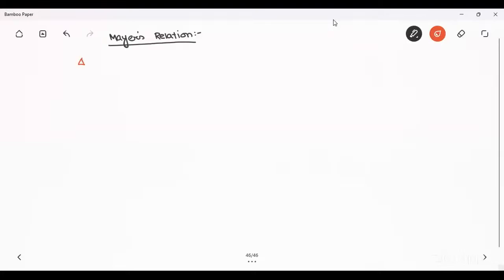What is our equation? Delta H is equal to delta U plus NR delta T. Listen to this carefully. Now we will be dividing both sides by N delta T. Delta H divided by N delta T is equal to delta U by N delta T plus NR delta T by N delta T. Okay, up to this clear?